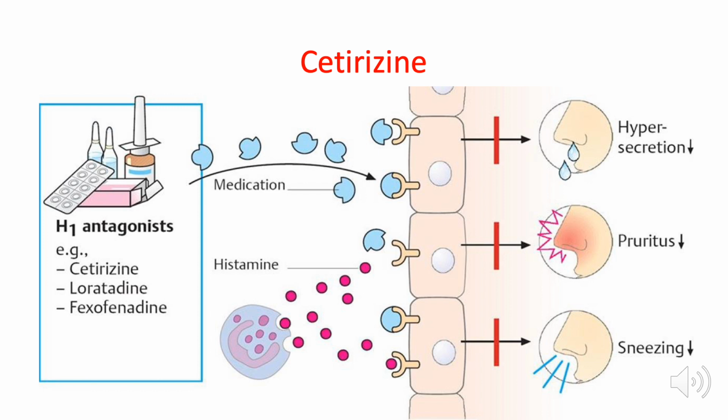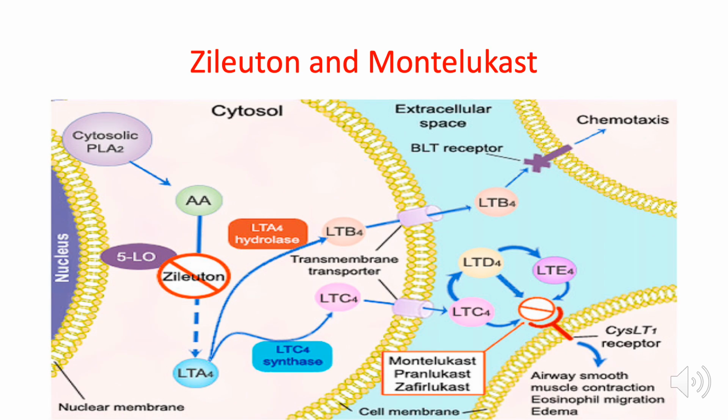Now, in cases wherein the manifestations are no longer because of histamine, but because of the slow reacting substances of anaphylaxis, we can also give certain medications. So I want you to take a look at the arachidonic acid in the picture. As you can see, it's supposed to be acted upon by 5-lipoxygenase. You can actually inhibit that enzyme so that there will be no production of leukotriene C4, D4, and E4. And the drug that you can give is Zileuton.